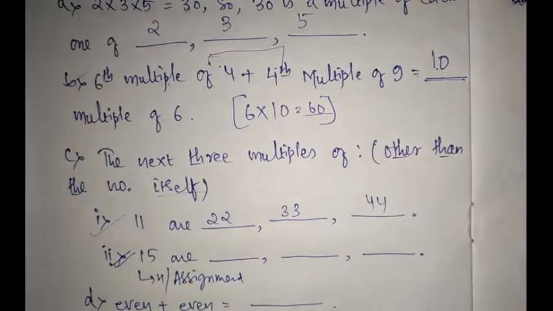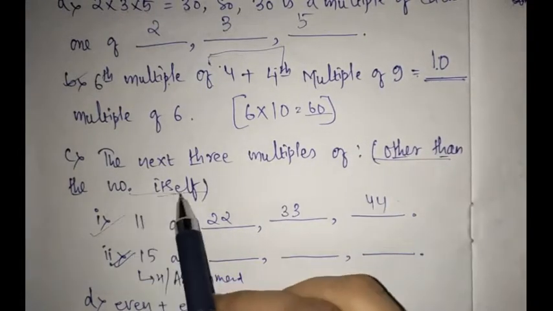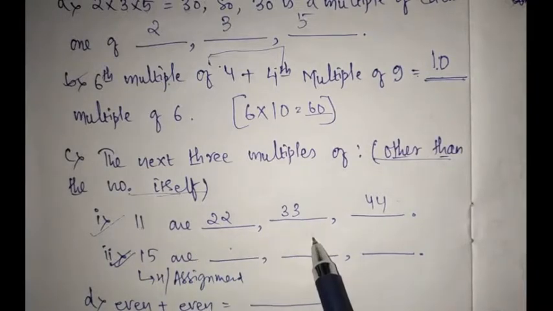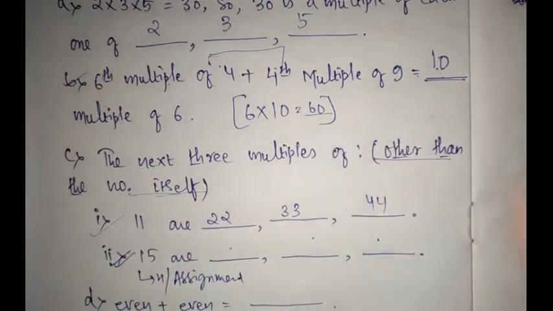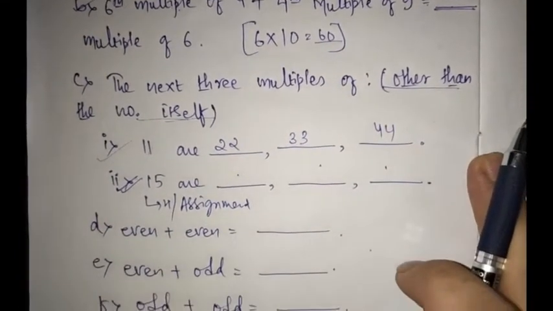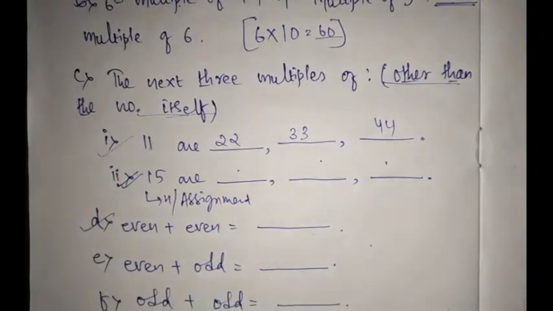You will just write the multiplication table of 15, but you will not count 15 into 1, because they have asked other than the number itself. If suppose there was no option like this, other than the number itself, you could have written 15 ones are 15, 15 twos are 30, 15 threes are 45. But here they have asked other than the number itself, so you will start from 15 twos are 30. You will not write the 15 mirror image. Okay, so proceeding to part D.